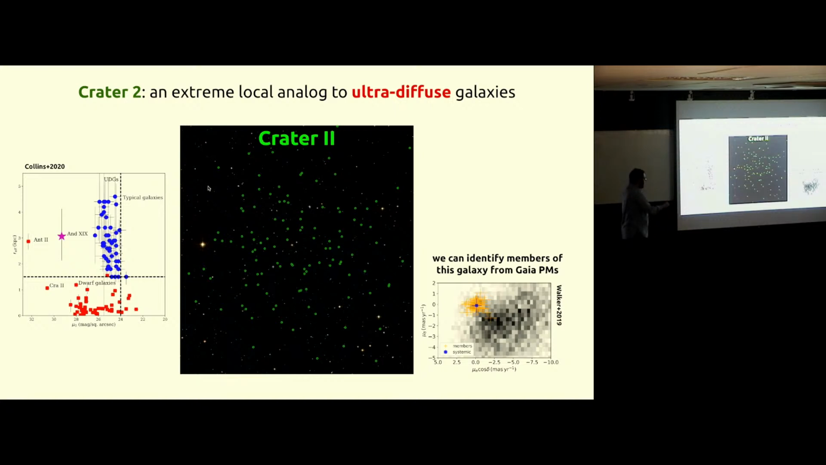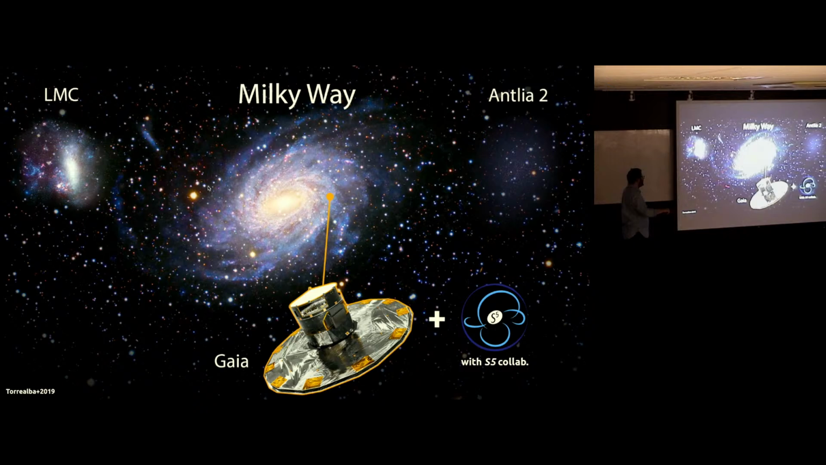And then, just for the sake of comparison, this is the Milky Way. This is just for illustration, okay? This is the size of the LMC on the sky, and this is the size of Antlia 2. This is not exactly the same comparison, but I mentioned that Crater 2 is 1,000 times less massive than the SMC, and Antlia 2 is 1,000 times less massive than the LMC. So really these things are crazy faint. They are so diffuse that they are 1,000 times less massive than the Magellanic Clouds, but they have the same size. So what can we do with this?